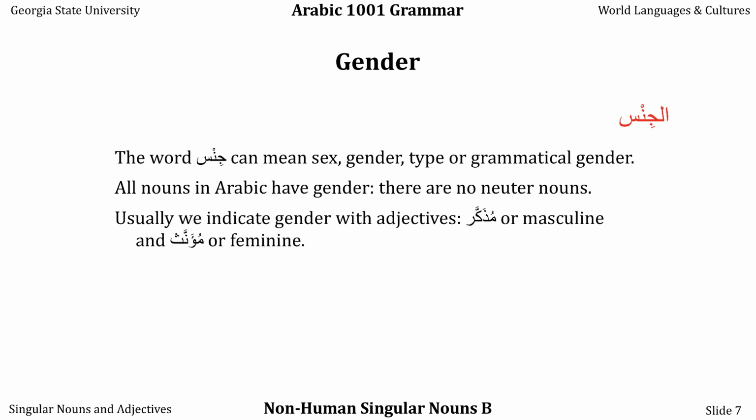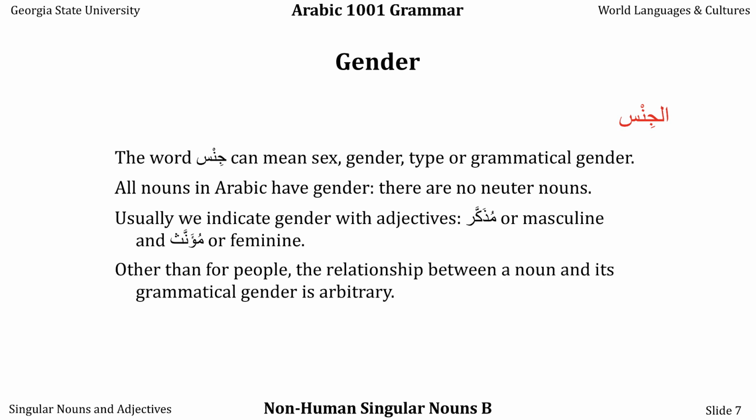Usually, we indicate gender with adjectives. The word mudhakkar means masculine, and the word mu'annath means feminine when we're referring to nouns. All the nouns you learned in the first section of this lesson are mudhakkar, and the ones that you've learned so far in this section are mu'annath, or feminine. Other than for people, the relationship between a noun and its grammatical gender is arbitrary.